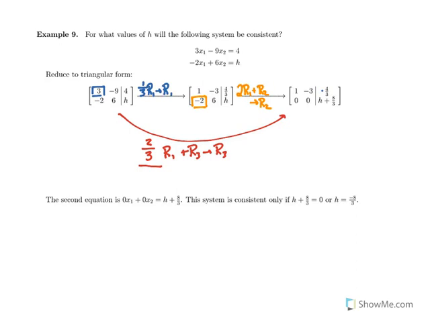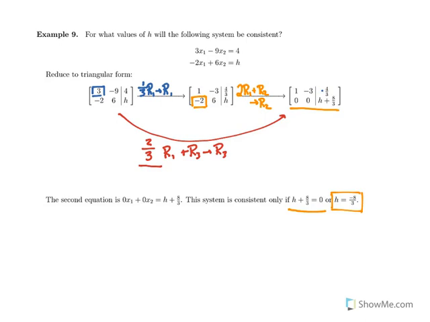Either way that we do it, we get this final thing with a 0, 0, and h plus 8/3 on the other side. In order for that to be a consistent solution, in order for it to have a solution, we need h plus 8/3 to be equal to 0. Or in this case, h equal to -8/3. That's the only way that we're going to have a consistent solution there.